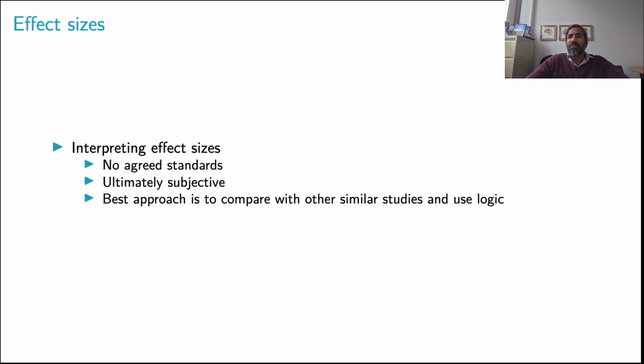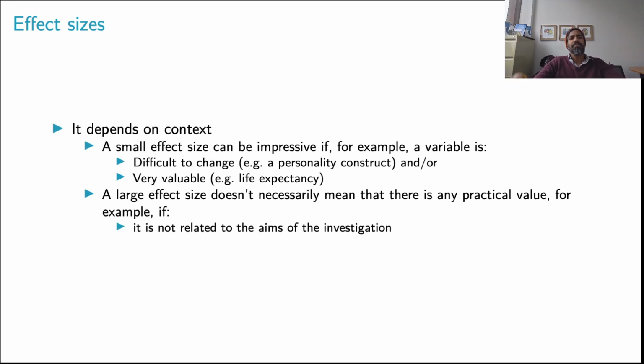So you may be asking yourself, what does this logic look like? Well, it depends on context. A small effect size can be really impressive if, for example, a variable is difficult to change. So for example, a personality construct. If the effect from an intervention is really, really small, but it's a really challenging construct to change, then that's a meaningful difference.